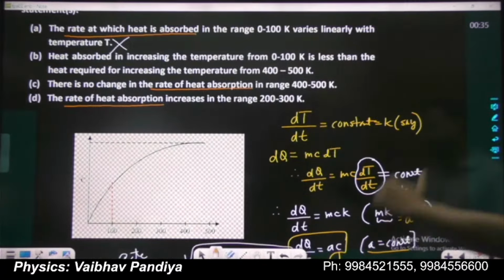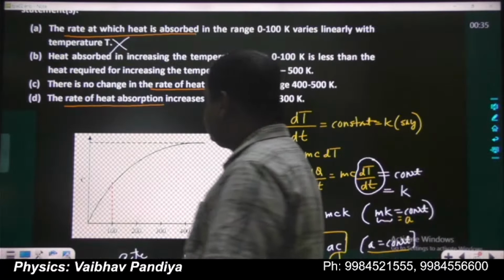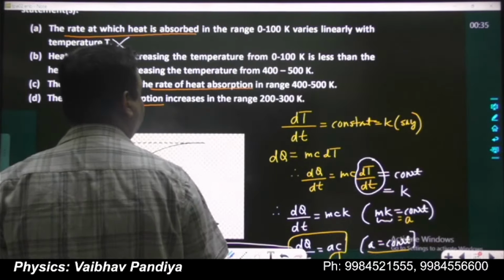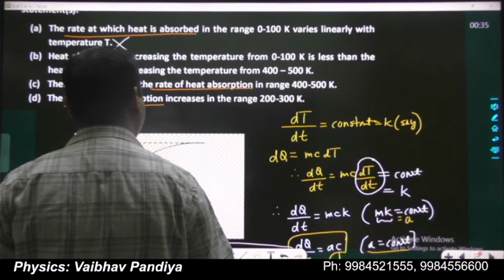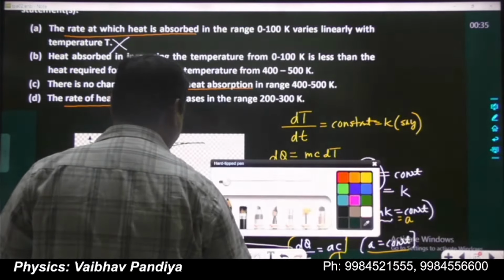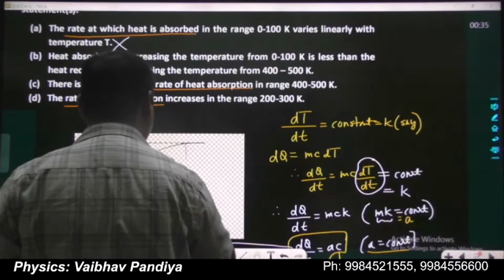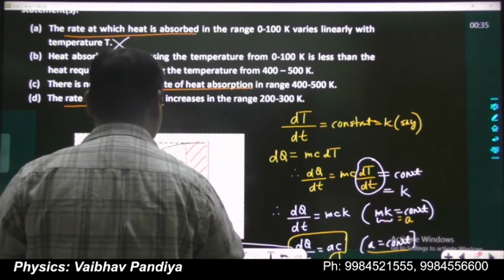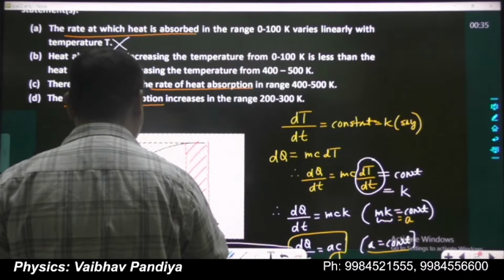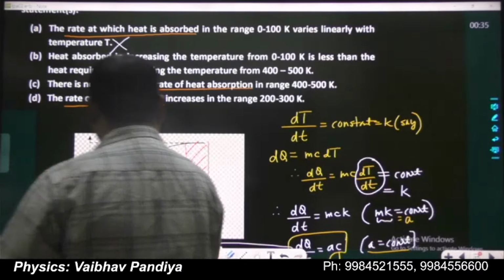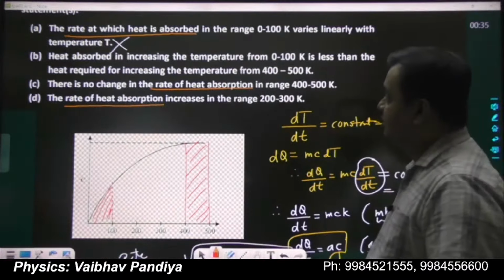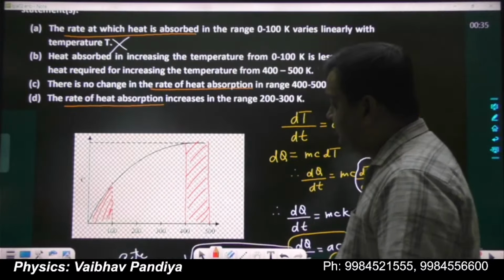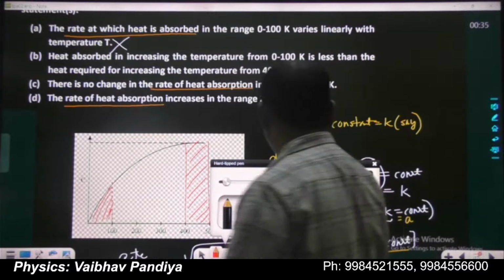It is a curvilinear graph. Heat absorbed in increasing the temperature from 0 to 100 Kelvin is less than the heat required for increasing the temperature from 400 to 500 Kelvin. Now, when you want to know how much heat is needed, we take the area of the graph. So this will be the area from 400 to 500 and this will be the area from 0 to 100, correct? So obviously this area is more than this area. So here more heat is needed. So this option is correct.